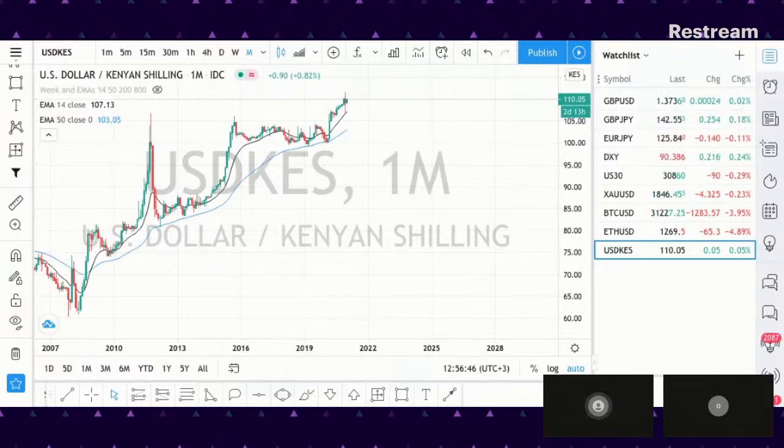So that is the price. You can buy the base currency at that price.